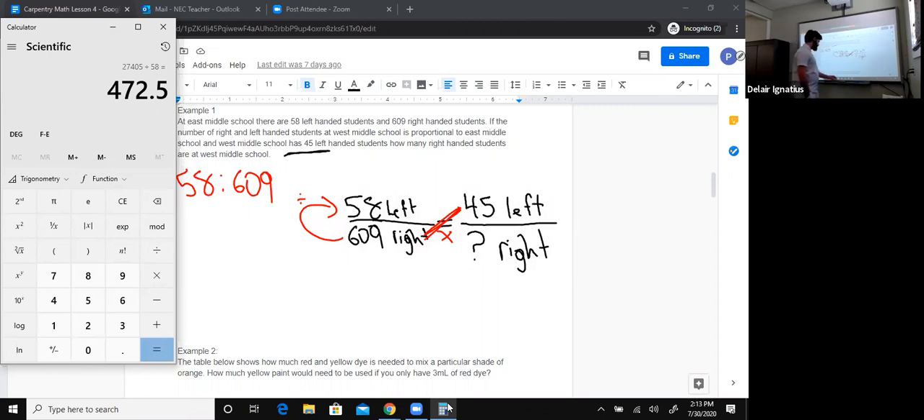472.5. So in this example, we can't really have decimal places. We can't have half a person. If we did, it would be weird and a little suspicious. So we're going to round this to the nearest whole number. Fives always round up to the next number, not down to the number that you have. So we're going to say that there are 473 right-handed people at West Middle School.